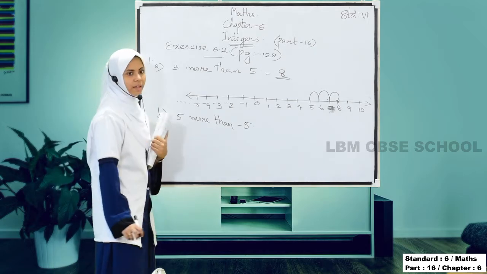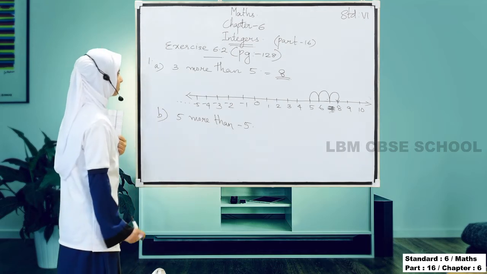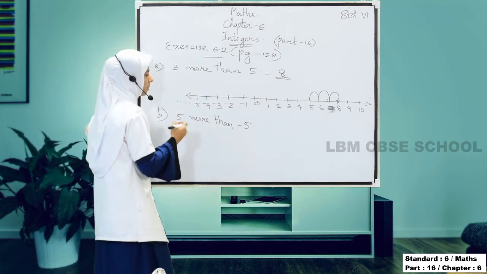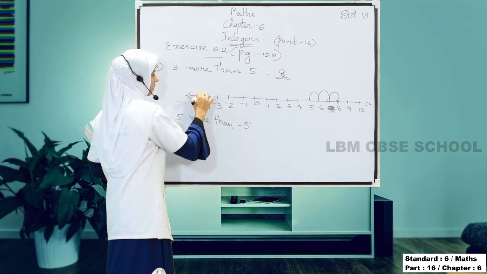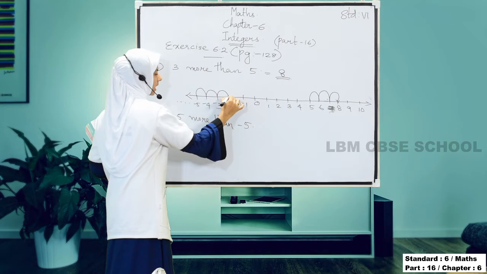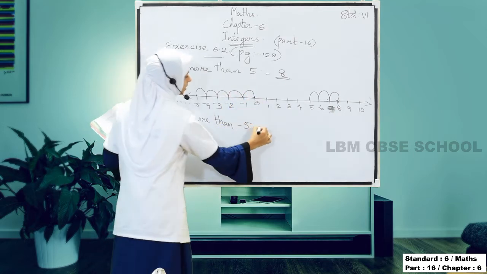5 more than minus 5. What will you get? 5 more than minus 5 means we have to move 5 more from minus 5. That means minus 5 is here. 1, 2, 3, 4, 5. We get the number 0.